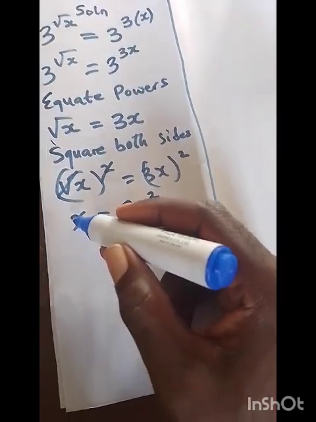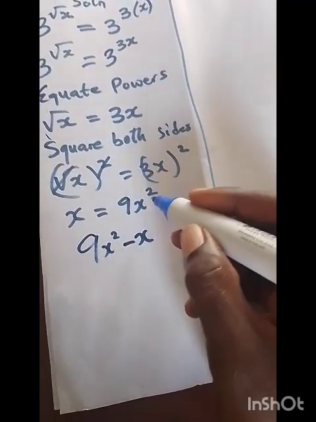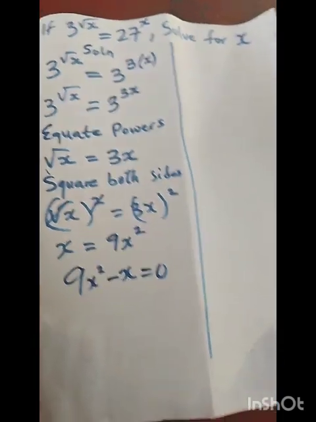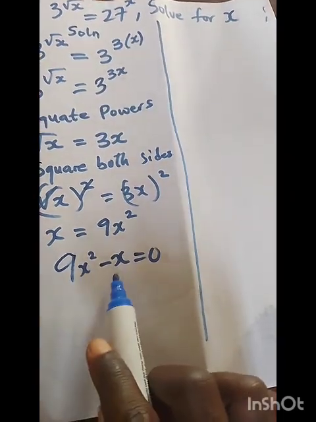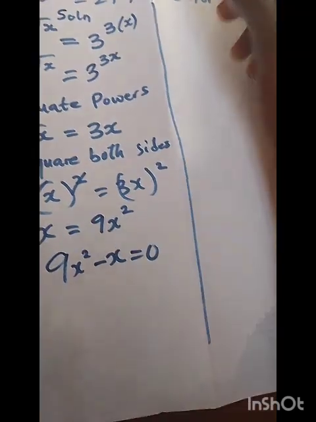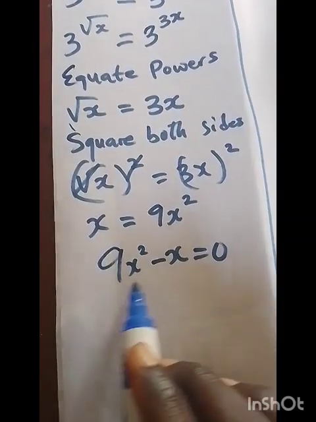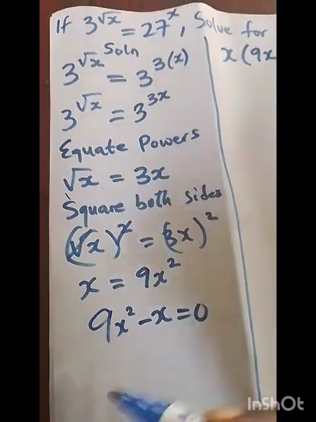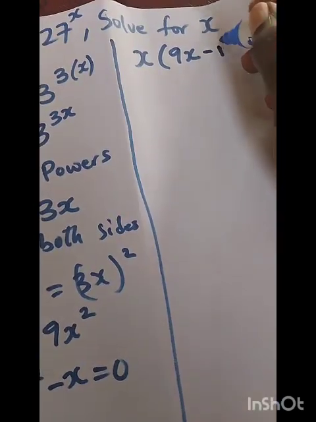If this x crosses to the other side, it becomes 9x squared minus x is equal to 0. This is a quadratic equation, and we can simply factorize. So if we factorize this, what is common between 9x squared and x, what is here that is also here, is x. So if I bring out x on this side, if I remove x from here, I'll be left with 9 and another x, because this is x squared, that's xx. If I remove one x, I'm left with 9x minus, if I remove x from x, I'm left with 1.